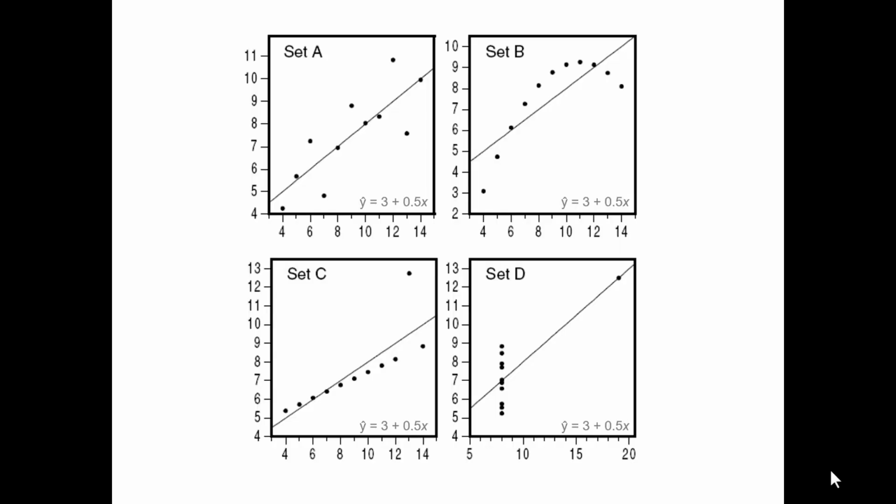Imagine we have data set A. That looks like a pretty clear linear regression, and so that's appropriate. Set B looks curvilinear, maybe even quadratic, so OLS would not be appropriate. Set C looks as if we have almost a perfect linear relationship with one outlier. And that's interesting because what do you do with that outlier?